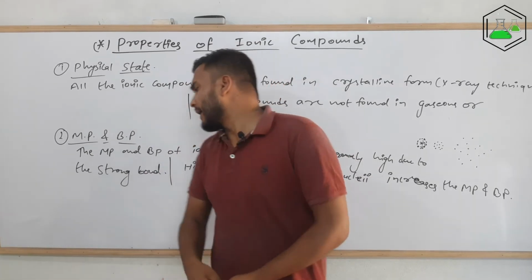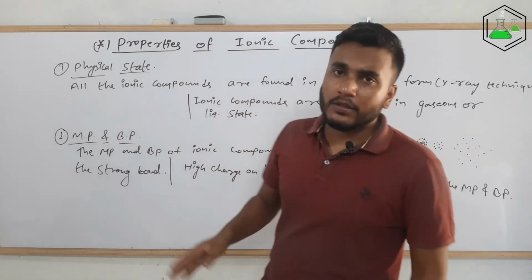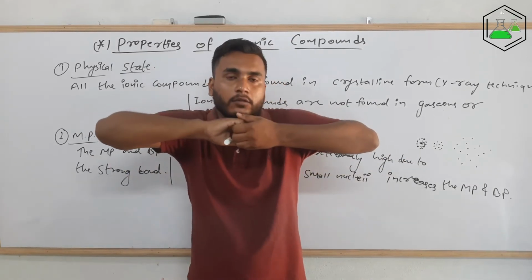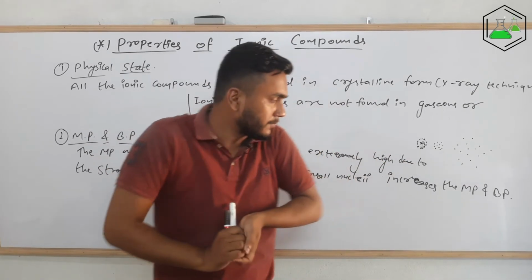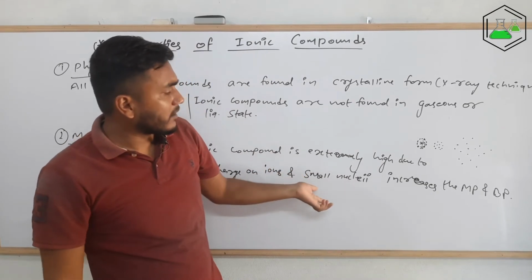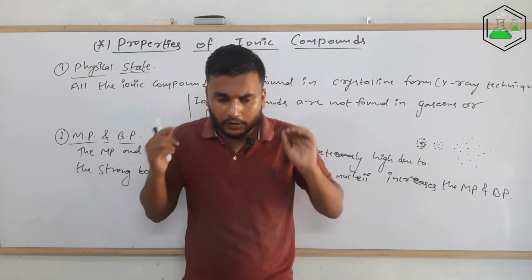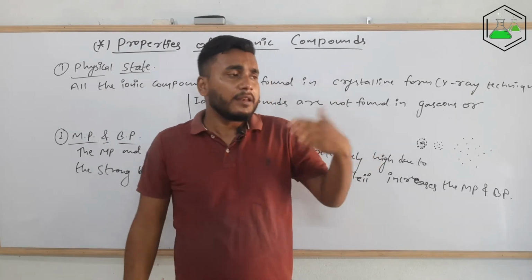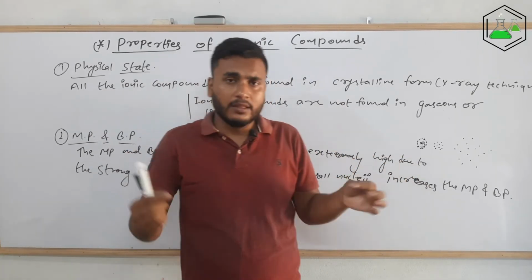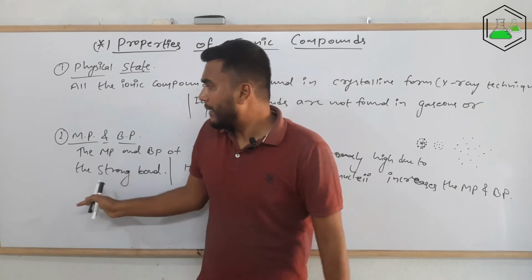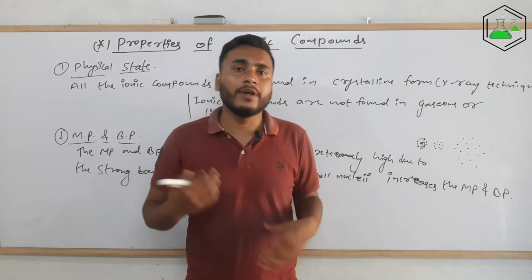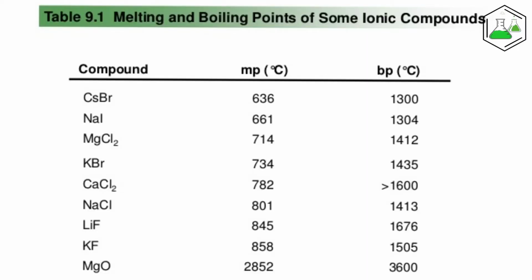There is a reason for that. If the charge of the ions is very high, then they will grab each other with greater force of attraction. Okay, the bond will be even stronger. And if the size of the nuclei is very small, then also they will grab each other with very strong force, and it's difficult for us to mobilize the ions. So this is what happens. Okay, the melting point and boiling point of ionic compound is very high. You can see the chart over here. Look at the difference. Okay, they are very high values.